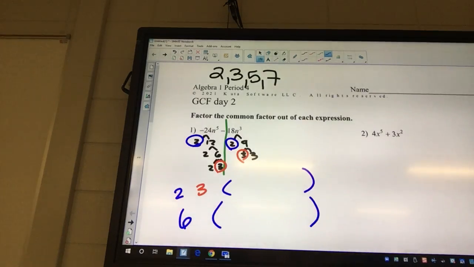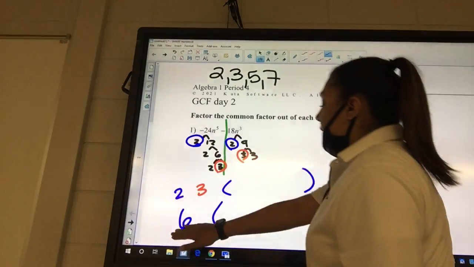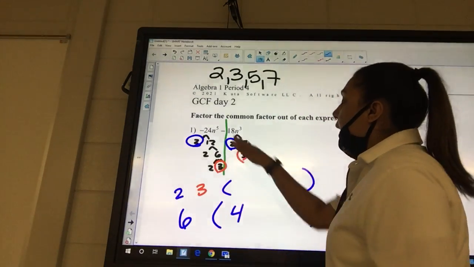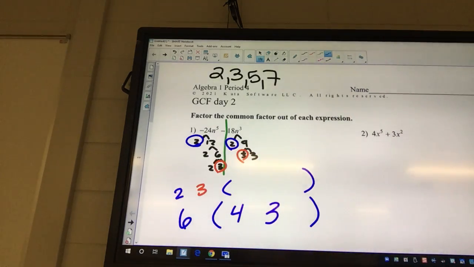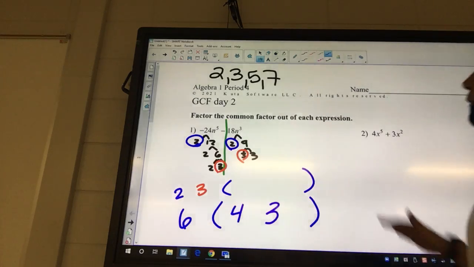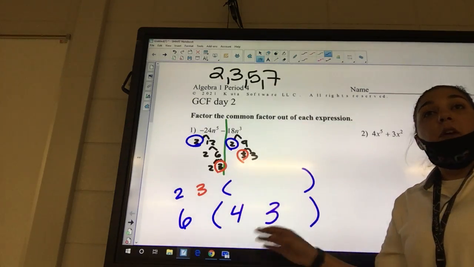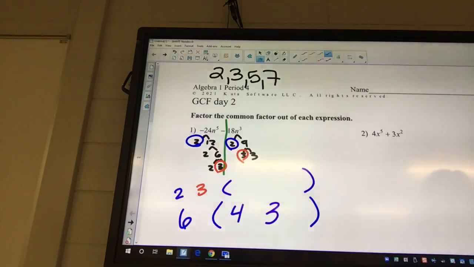Okay, so we say 24 divided by 6 is 4. 18 divided by 6 is 3. Now, yesterday you would just write down the letters. We're not doing that today. Today we're going to pull out the letters like we're supposed to.